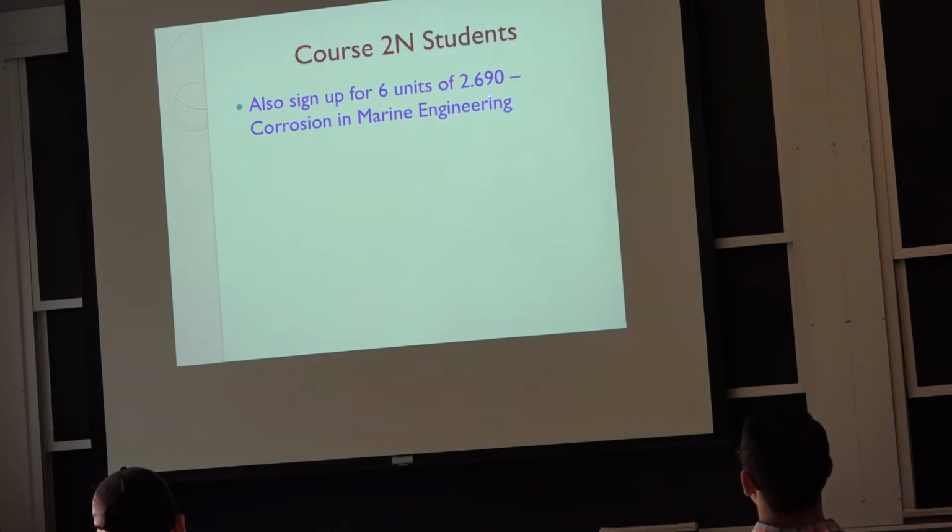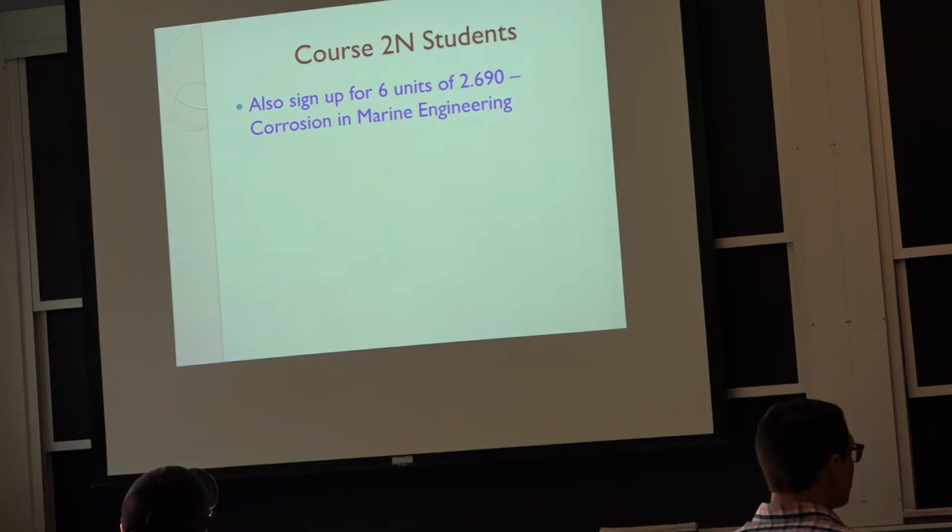The 2N students should also sign up for 2690, which is corrosion and marine engineering, and so they'll probably kind of go together so far as that goes. The corrosion and marine engineering is a 6-unit course. The other, the regular course, 2821, is a 12-unit course, and most of you have no idea what these things mean unless you're an MIT student before. MIT is the only university in the country that I know that does course units.